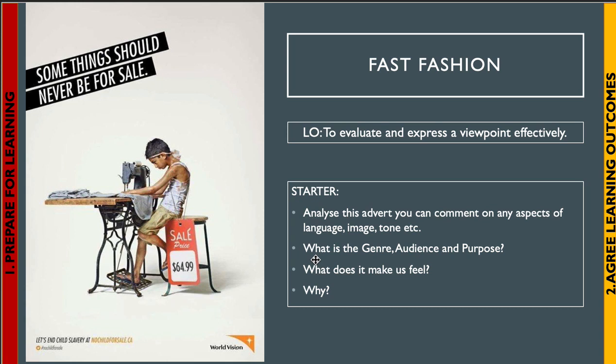So you're looking for what genre this is. Obviously it is a text advert with an image on it too. We've got an audience of who do you believe? Who is it being aimed at? And what do you believe the purpose overall is? What are they aiming to make us think or change our behaviours in relation to? Okay, so you need to write down your answers for genre, audience and purpose for that one.